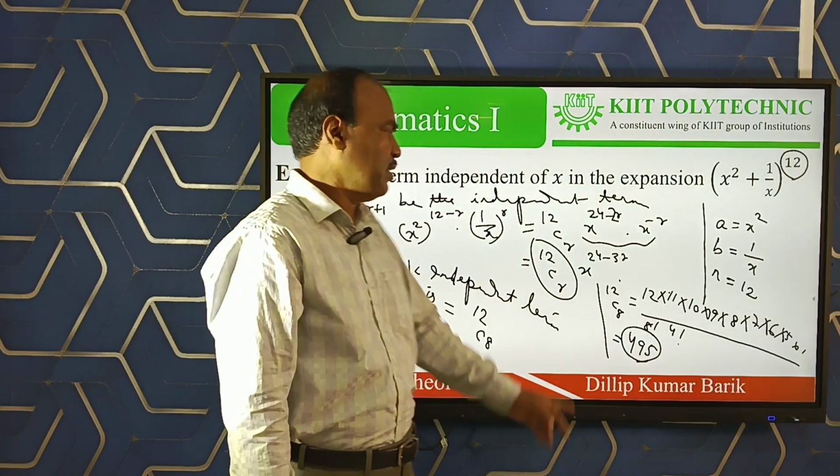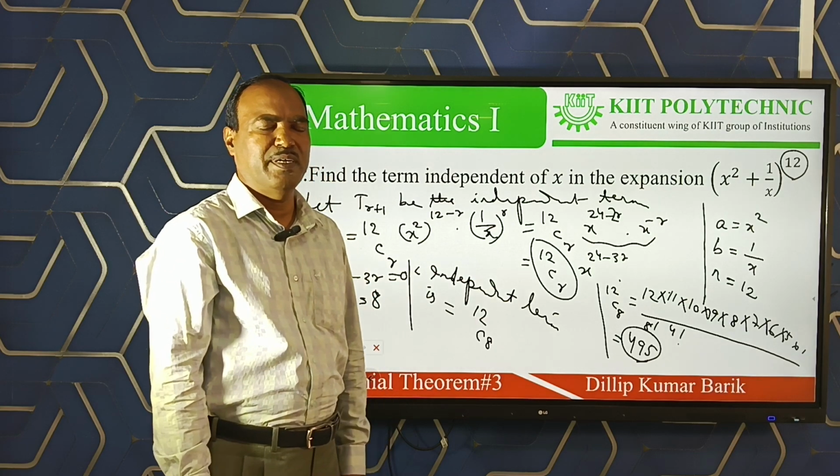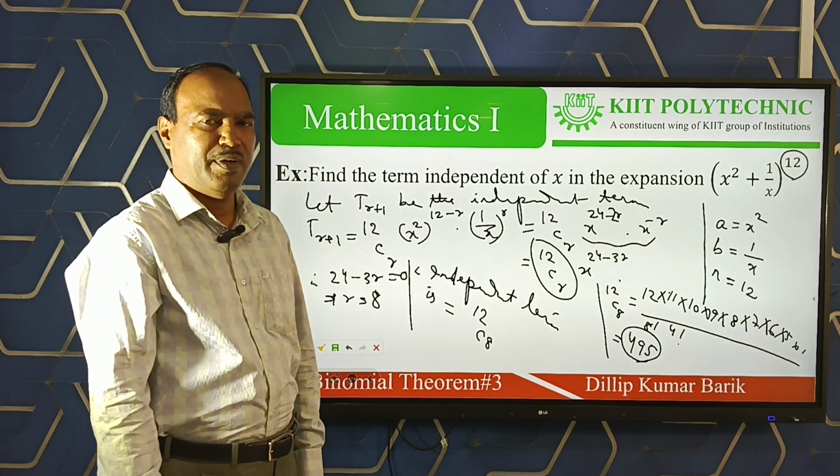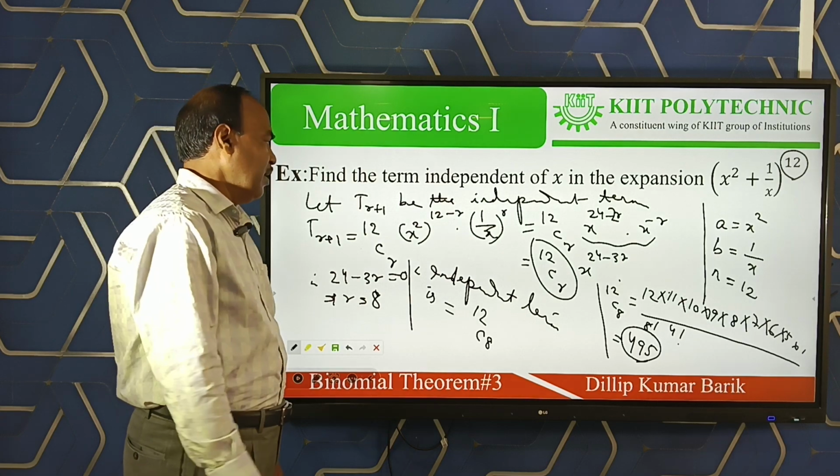Clear? So this is the procedure for how to find the independent term in a binomial expansion.